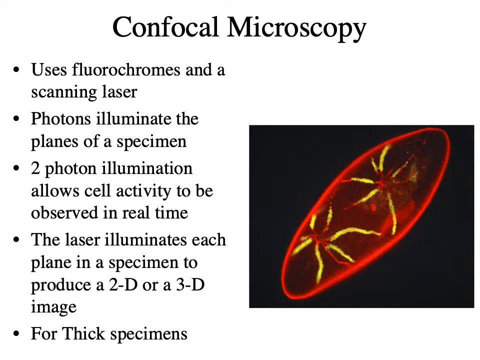The photons illuminate the planes of a specimen. You have two-photon illumination, which allows the cell activity to be observed in real time. When the laser illuminates each plane in a specimen, it can combine them to form a 2D or a 3D image. Confocal microscopy is for thick specimens, and we again use this so that we can visualize deep within the specimen so we can look at the internal structures.